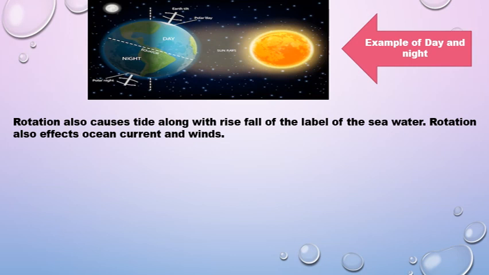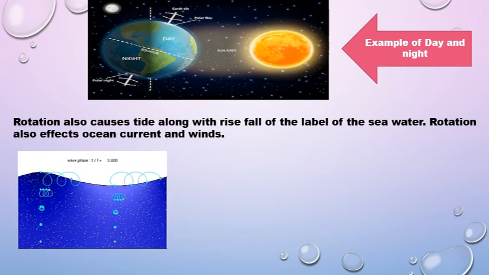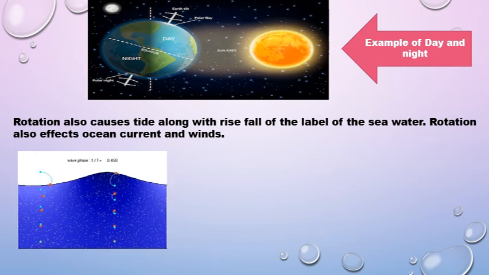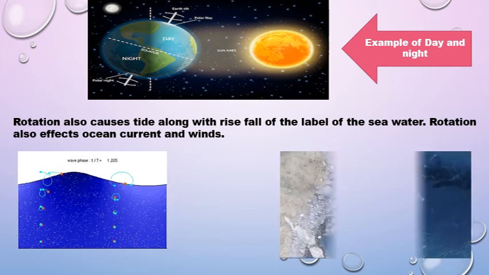Here is an example of day and night. The side that is facing the Sun experiences day, while the side that is facing away from the Sun has night. Rotation also causes tides, along with the rise and fall of the level of seawater. Rotation also affects the ocean currents and winds.